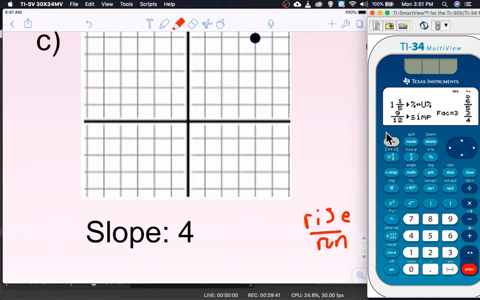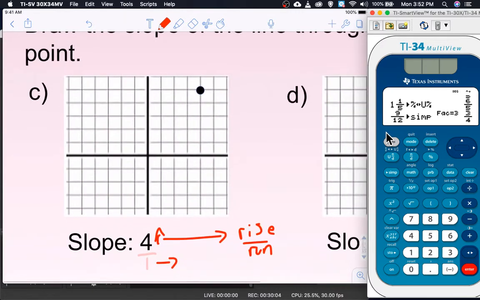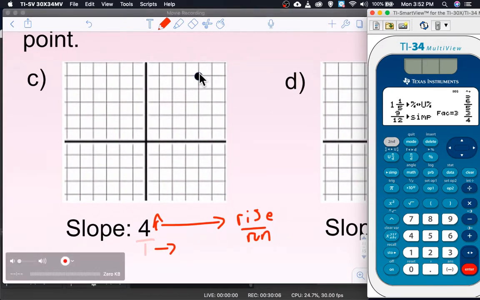We can turn a whole number into a fraction by putting it over 1. In which case our rise is 4. So we're going to go up 4. It's positive. And our run is 1, so we're going to go to the right 1 unit. Do you see a problem with that looking at our graph? I can't go up 4 from here. 1, 2, 3, 4. I mean, I'm out of space.